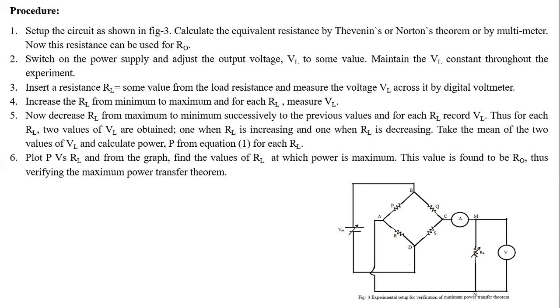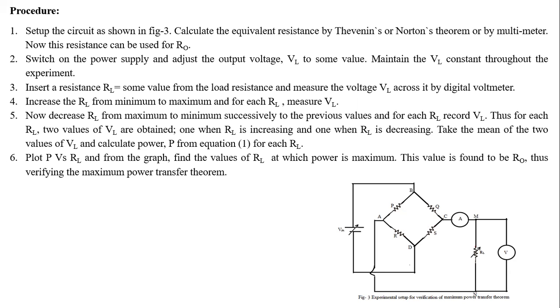So first we'll set up the same circuit, and we'll switch on a power supply source as Vin. Now this Vin will be fixed throughout the experiment. You can take, suppose, 10 volt, and we'll fix that throughout the experiment. Now we'll insert a resistance at the load, that is RL, and we'll measure the load voltage and load current with a voltmeter and an ammeter, as shown here.